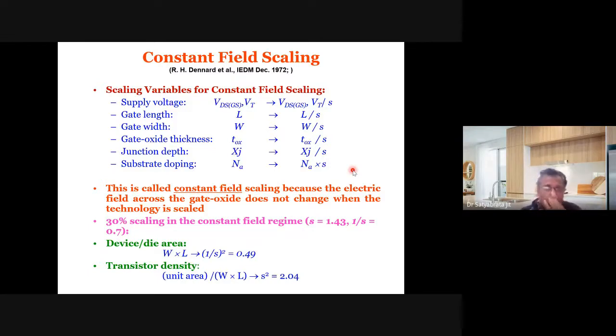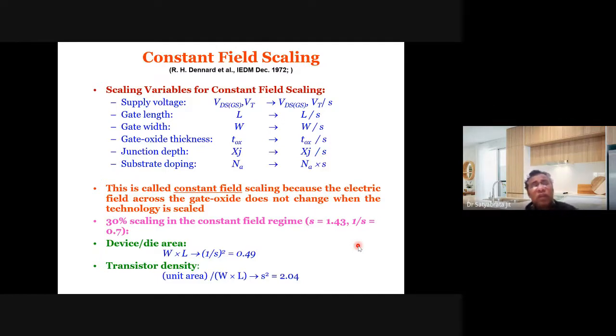So all the voltages and all the dimensions were divided by S, except the doping concentration of the substrate, which was multiplied by S. So that the electric field remains the same everywhere, and whatever degradation took place in the threshold voltage will be compensated by increasing the doping concentration. Now, what should be the value of S? S was selected to be 1.43, and 1 by S is 0.7. That is the size reduction whenever we move from one technology node to another, so the size reduction should be 30%.